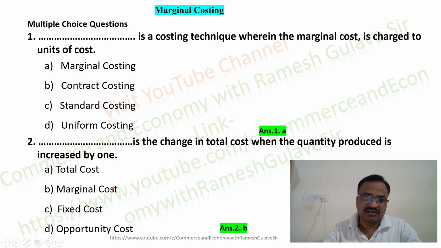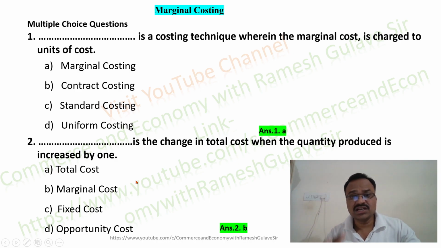See, friends, here a question on marginal cost can be asked like, marginal cost is the cost of one additional unit or one extra unit, right? Or the cost of producing one additional unit is known as dash. So the cost of producing one additional unit is known as marginal cost. So here make clear the concept of marginal cost: it is the cost of producing one extra unit or one additional unit, right?